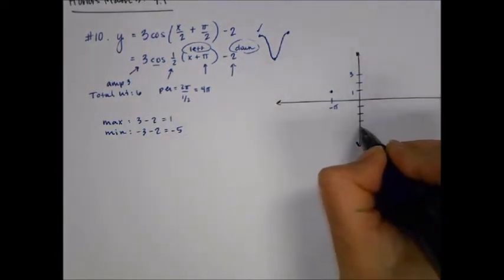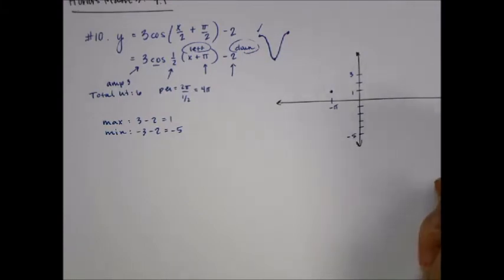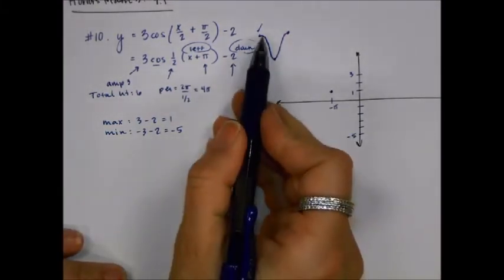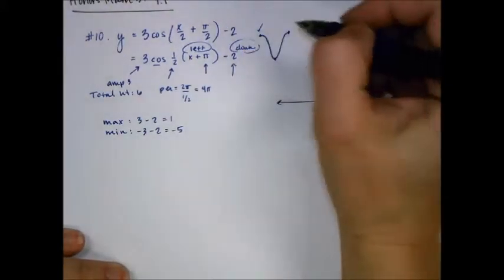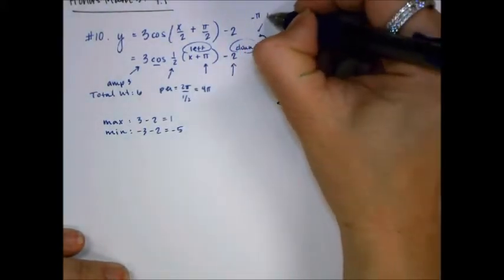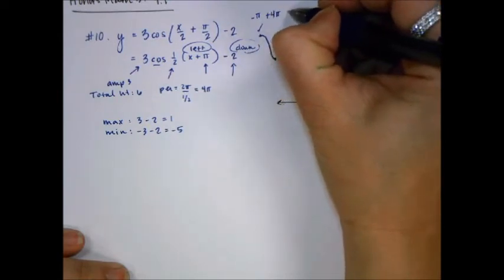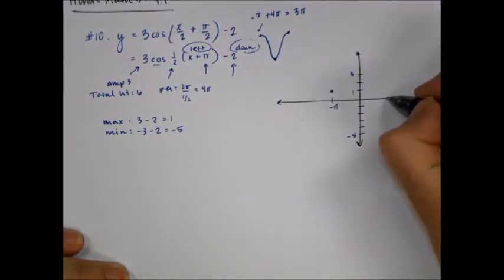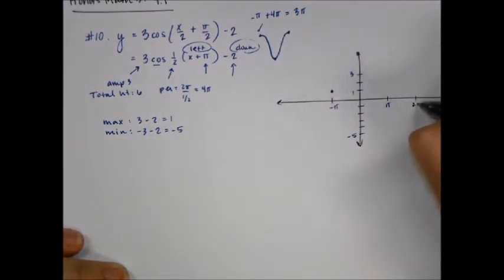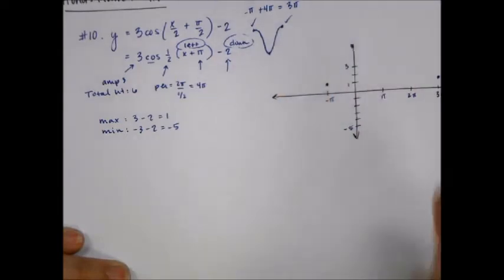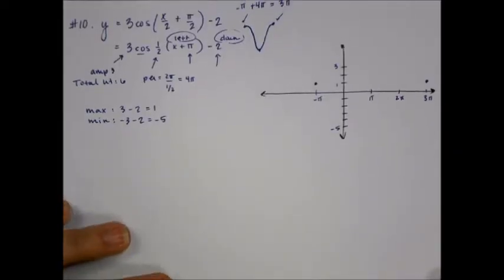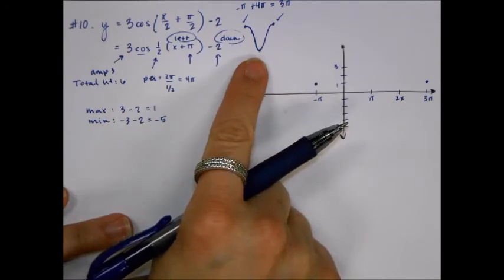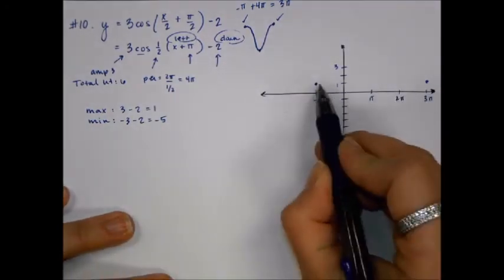Let's get to that last point. If I'm starting at negative pi, I want to add the period length 4 pi to get to where I end up. That would be 3 pi. So pi, 2 pi, 3 pi. Right here at a height of 1. So there's my last point. Right in the middle, we should have our minimum. So in the middle of negative pi and 3 pi is 1 pi. So at pi, my minimum is negative 5.